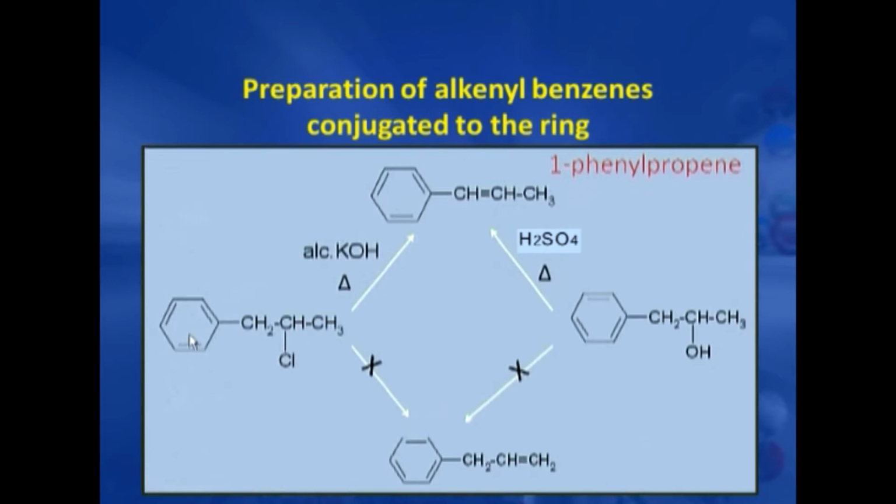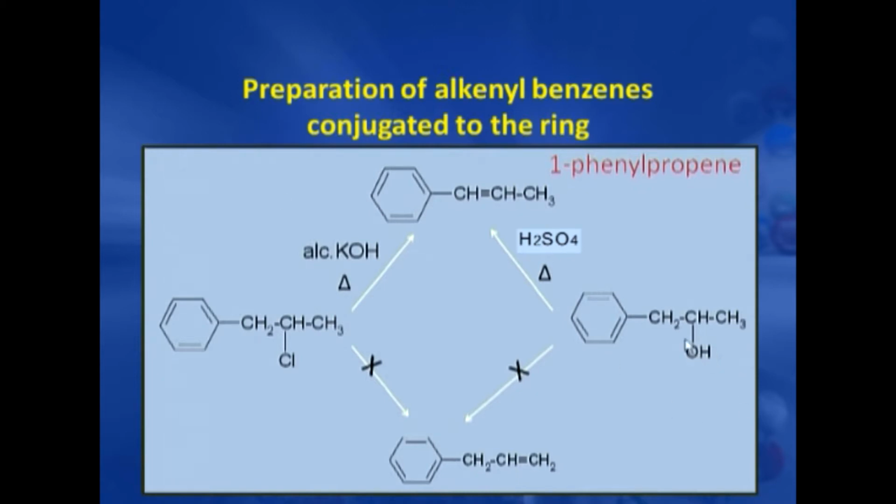Now, if we have 2-chloro-3-phenylpropane, or a 2-hydroxy, or we can say 3-phenyl-2-propanol, then there are two possibilities for dehydrohalogenation. Hydrogen can be removed from this methyl group or from this CH2 group, but it was observed that it is removed from this CH2 group and there is formation of 1-phenyl propene instead of 3-phenyl propene.